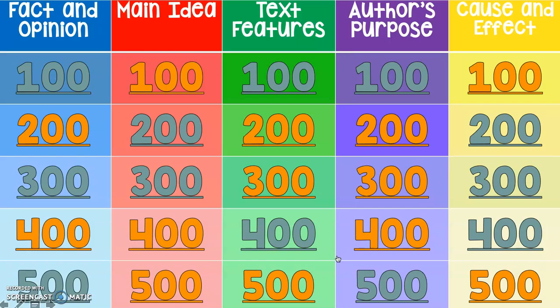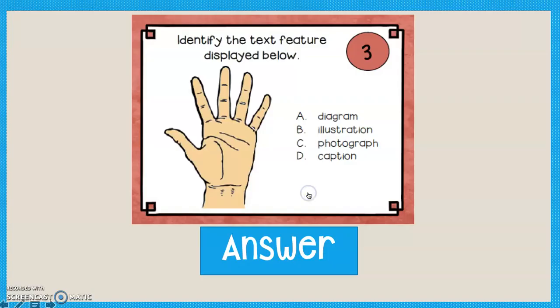Okay, let's go for text features for 300. Identify the text feature displayed below, so right here. Is this a diagram, an illustration, a photograph, or a caption? A, B, C, or D. Diagram, illustration, photograph, or caption. Go ahead and pause if you need to.